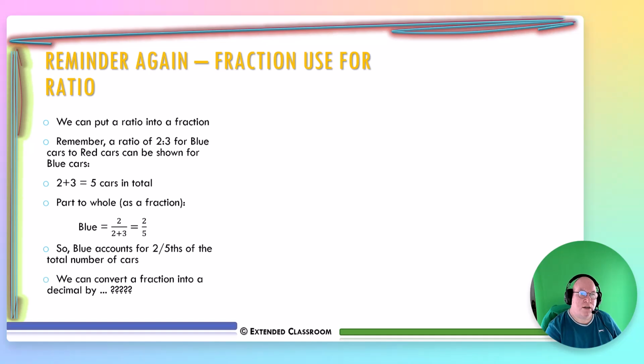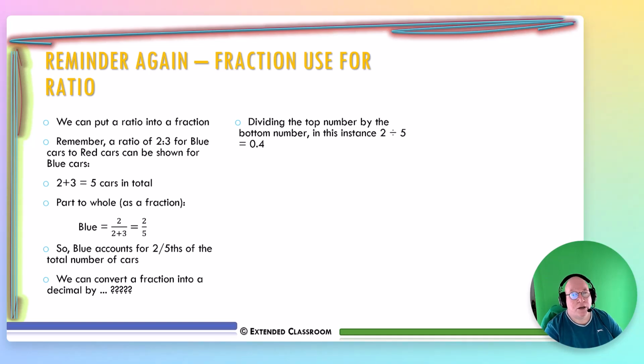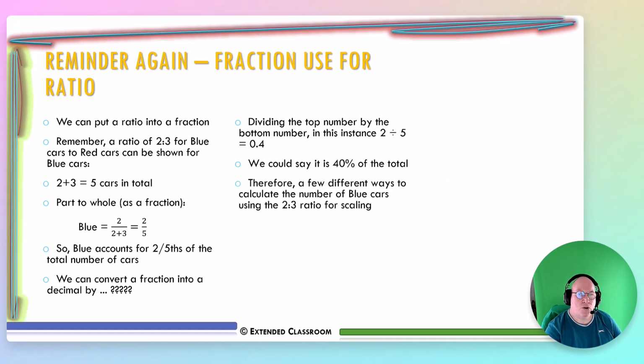How do we convert that into a decimal? If you can't remember, look back on previous videos, have a wee look at the video tutorials, but I'm going to tell you anyway. So that's right, you divide the top number by the bottom number. So it's 2 divided by 5. That would give us 0.4. If you remember percentages, to get that as a percentage, multiply it by 100. You just move the decimal place. So therefore it's 40%.